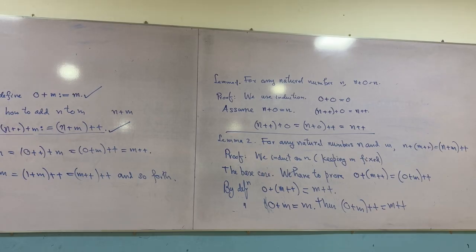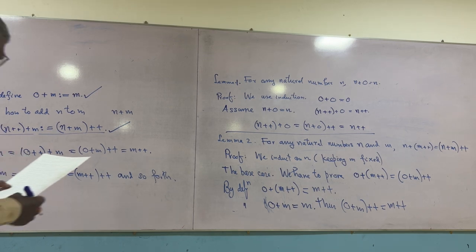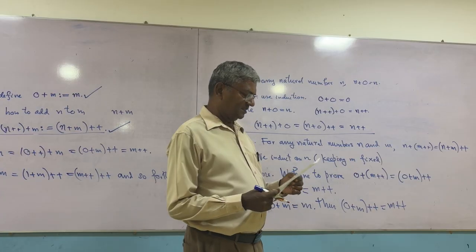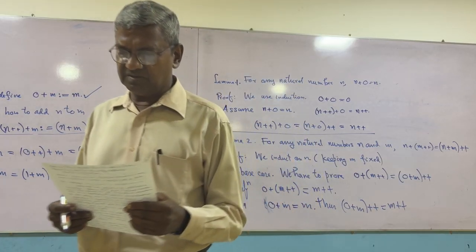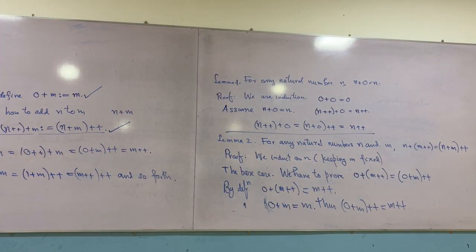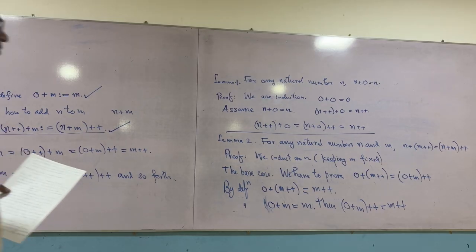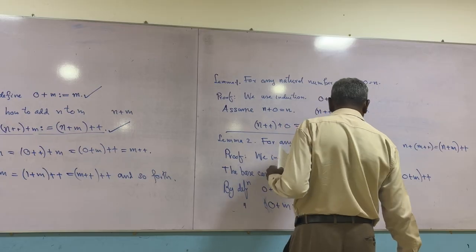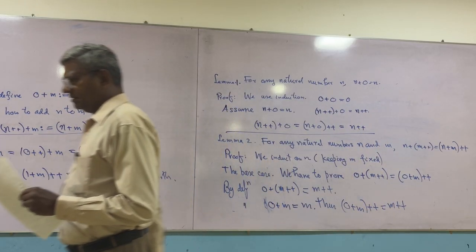Therefore, base case is proved. Both sides are, I have written here, but by definition 0 plus m plus plus equal to m plus plus and 0 plus m is equal to m, so both sides are equal to m plus plus and thus equal to each other. So base case is done. Now we assume inductively.